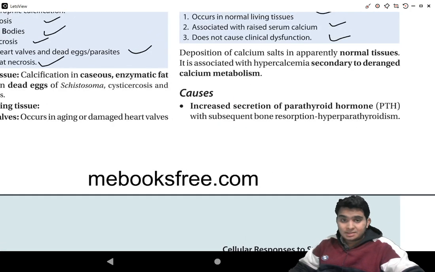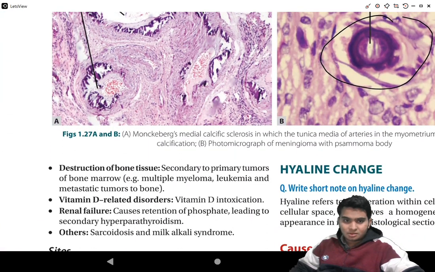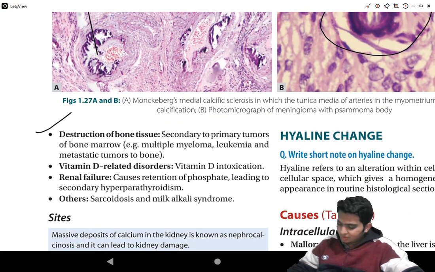The causes of metastatic calcification include increased secretion of parathyroid hormone, which leads to bone resorption. The other causes are destruction of bone tissue secondary to primary tumors of bone marrow, such as multiple myeloma, leukemia, and other metastatic tumors to bone. Then vitamin D related disorders and renal failure.